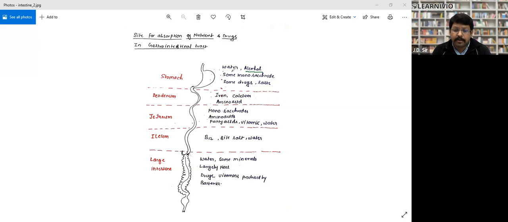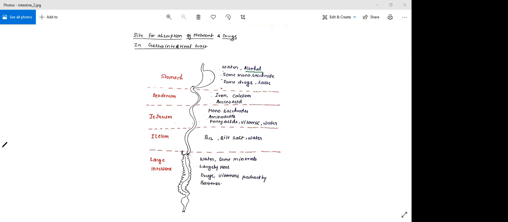Drugs are also absorbed by the stomach. Duodenum absorbs iron, calcium, and amino acid. Jejunum absorbs monosaccharide, amino acid, fatty acid, vitamins, and water. Ileum absorbs vitamin B12, bile salt, and water. Large intestine absorbs water, some minerals, largely NaCl, drugs, and vitamins produced by bacteria. Clear? Yes, sir. Take the screenshot. Done.